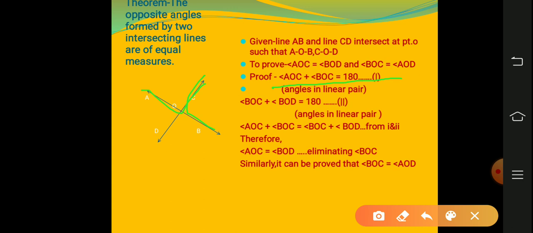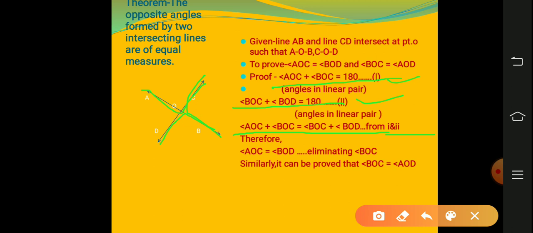Similarly, angle BOC and angle BOD are also angles forming a linear pair. It is our equation number two. Reason is angles in linear pair. Now see equation number one and equation number two. Both sums of the two angles are equal to 180 degrees. So we write angle AOC plus angle BOC is equal to angle BOC plus angle BOD. These sums are also equal. Give reason from equation number one and equation number two.